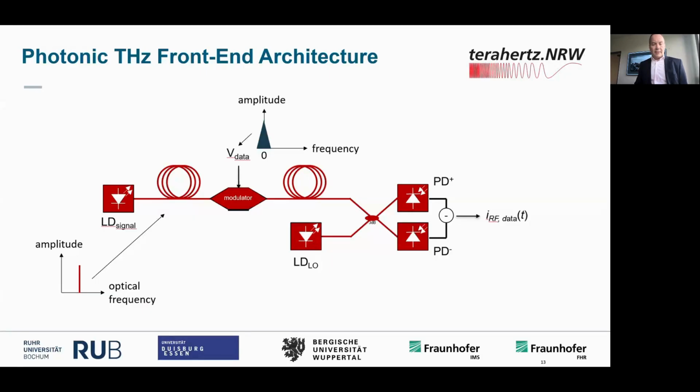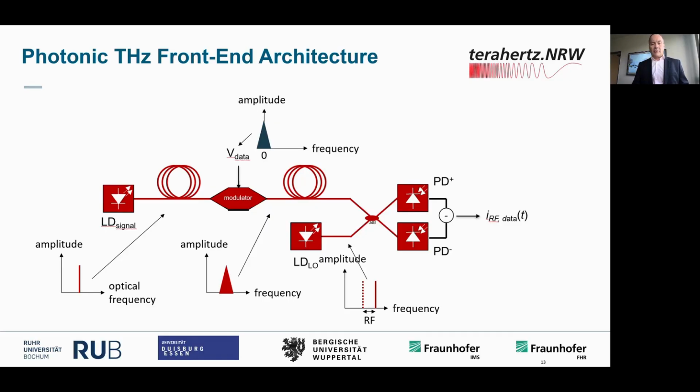Then we use a data signal. This is electrical domain. We have basically a baseband signal here that you see here in blue, which is used in order to modulate the optical carrier. So after the modulator, we have the optical carrier and the sideband, which is basically both sidebands which are carrying the data that we are modulating onto the optical carrier.